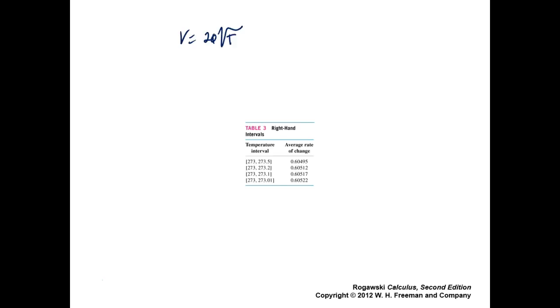Basically, your average rate of change is 20 times the root of T1 minus 20 times the root of T0, and just let the calculator hang on to all the digits, over T1 minus T0.